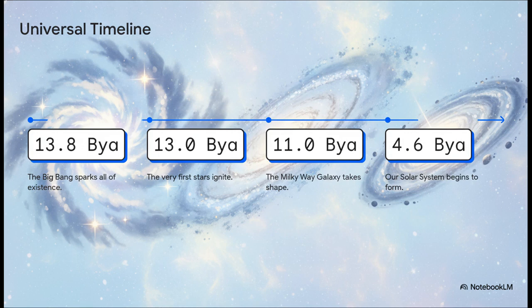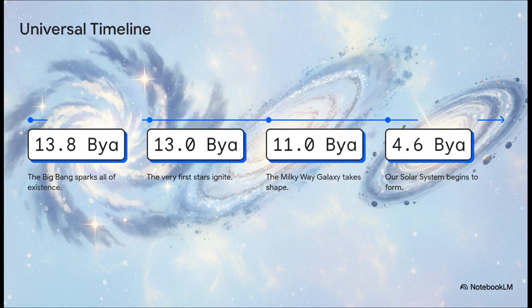Now, to really understand our beginning, we kind of have to rapidly zoom out and look at the macro history of the universe. So, 13.8 billion years ago, the Big Bang sparks existence, giving us all that hydrogen and helium. Then, around 13 billion years ago, coming out of the Dark Ages, the very first stars ignited. Galaxies started assembling, and by 11 billion years ago, our Milky Way galaxy had taken shape.